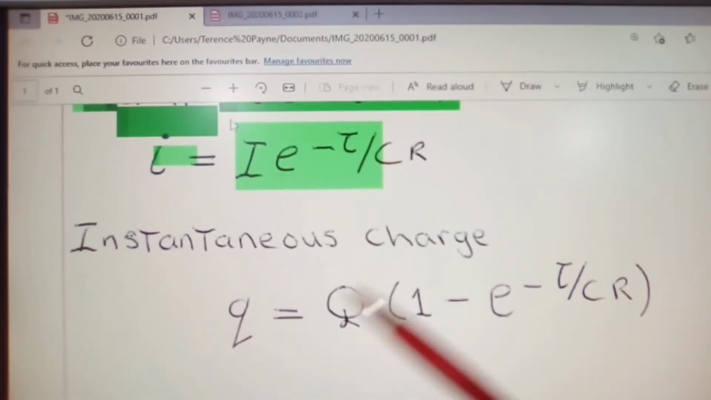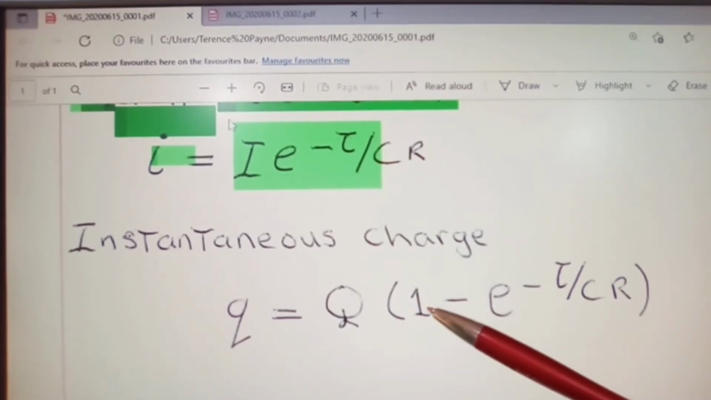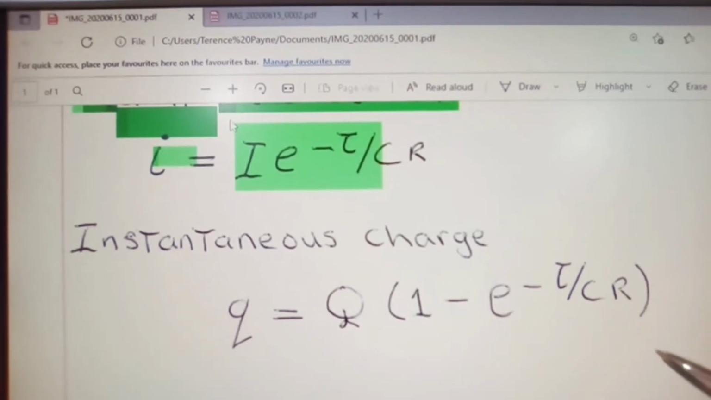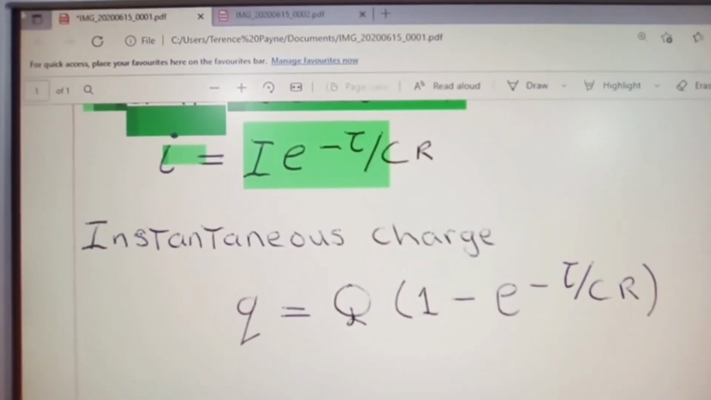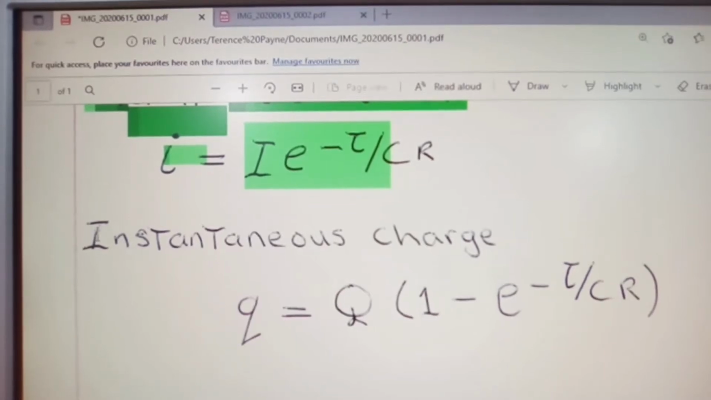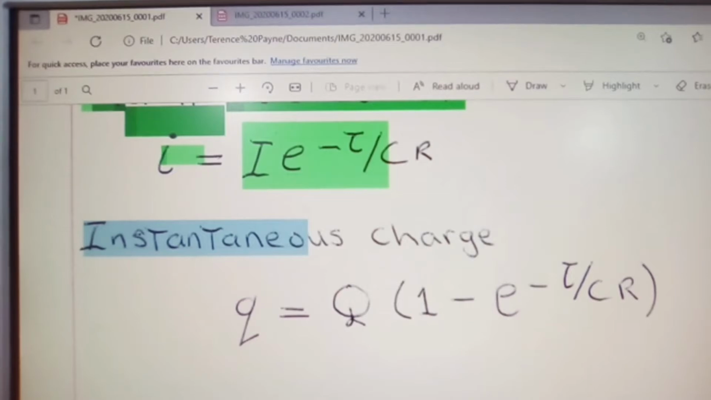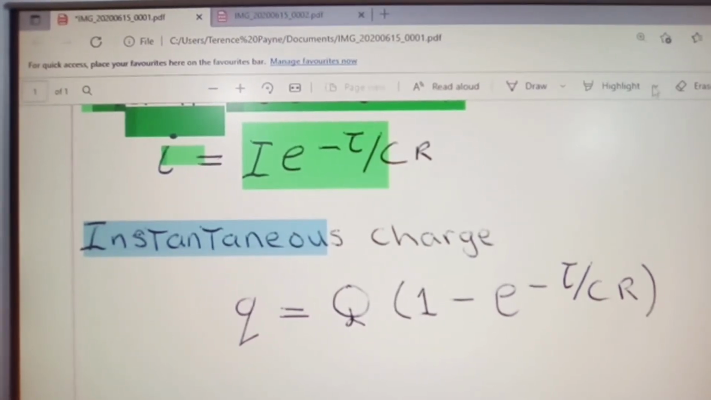Now, instantaneous charge. Q equals Q, open bracket 1 minus e to the minus t over C times R. And again, here you will need to practice this because you will not learn this just by thinking that you know it. It will not come like that. It just does not work like that at all.